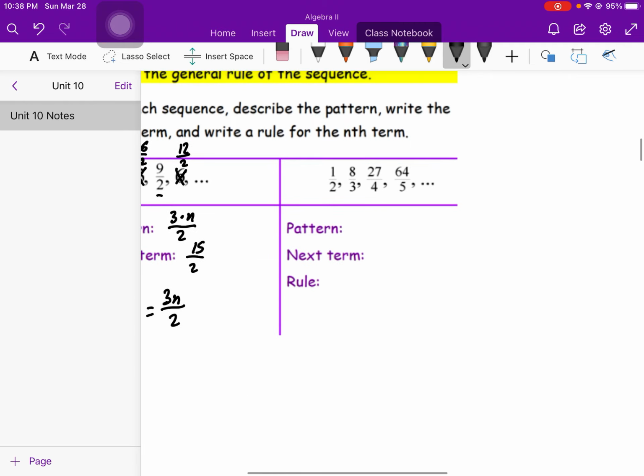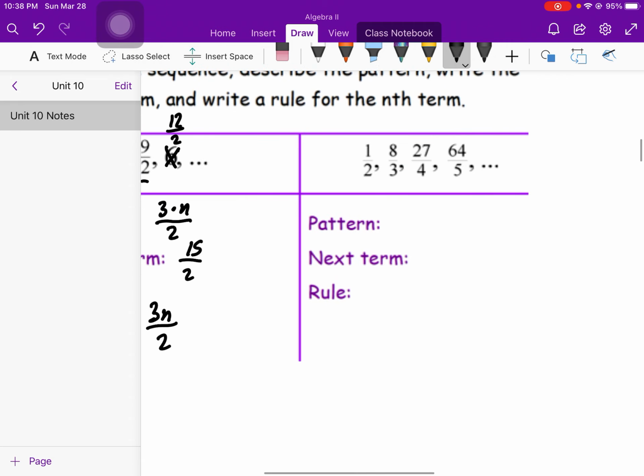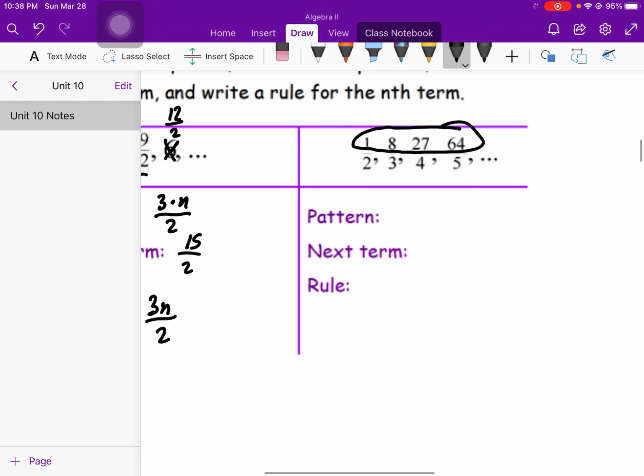But notice on the top of this first one here, 1, 8, 27, and 64, hopefully those are jumping out at you. Those are all perfect cubes. So we have cubes on the top, and then the bottom, looks like we're just adding 1 to get to the next number. So plus 1. So the next term, if we think about this as being perfect cubes, so the next perfect cube would be 125, and then add 1 to the previous number 5, and you would get 6.